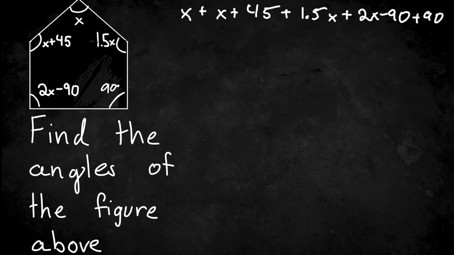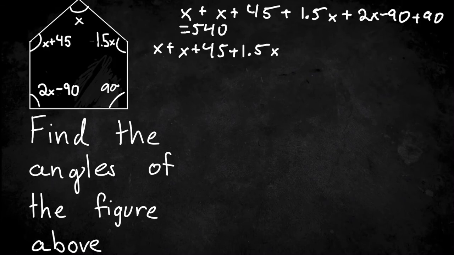I ran out of space. Let's write down here. Equals 540. So now let's rearrange it. So we have x plus 45 plus 1.5x plus 2x minus 90.